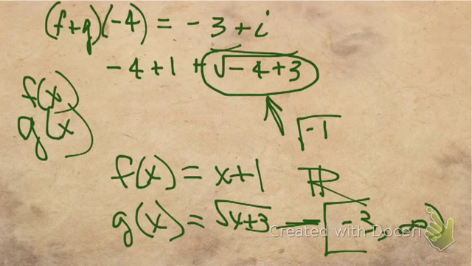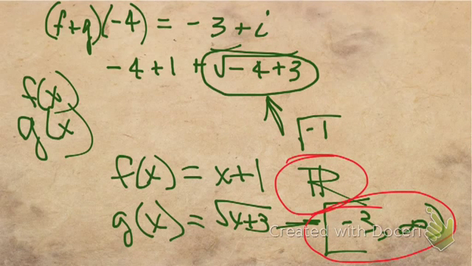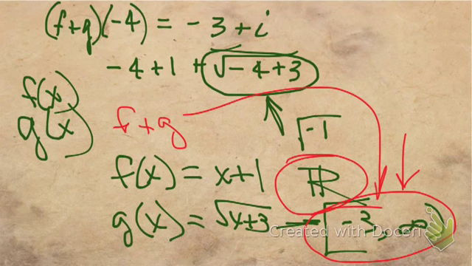So, if I'm looking at the domain of both of those, f and g, it has to be where those two domains intersect. Where do they intersect? They intersect right here, right? Because this one says all numbers, and this one says all numbers negative 3 and greater. So that's the intersection, the commonality between both of those domains. Where does it work for both of them? That's the intersection. So the domain for f plus g is that one.